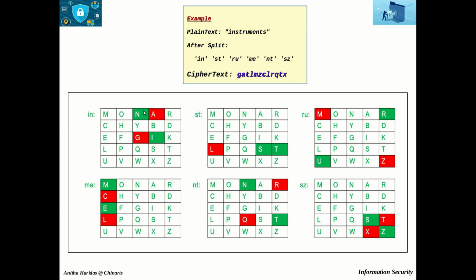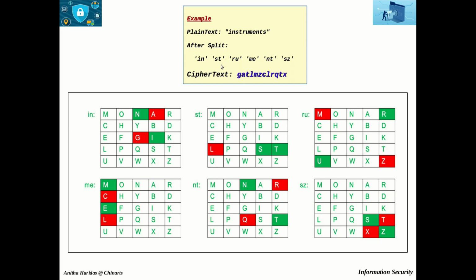They are in different rows and columns, so we form a rectangle here. Then the opposite will be taken. So for n, it will be replaced with a, and I will be replaced with g. So I is replaced with g, n is replaced with a.